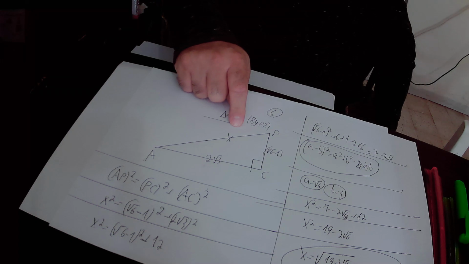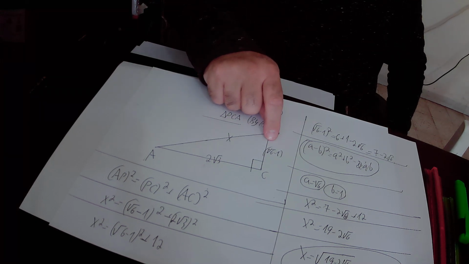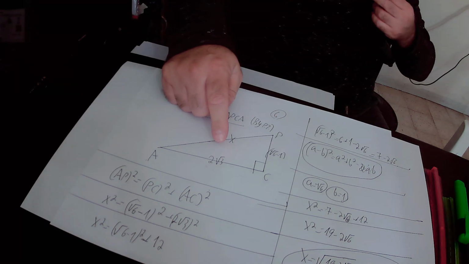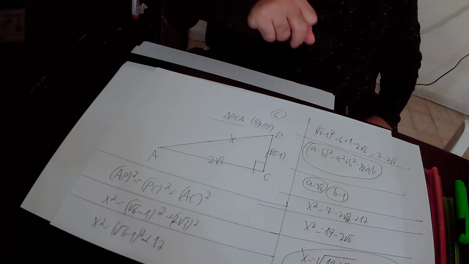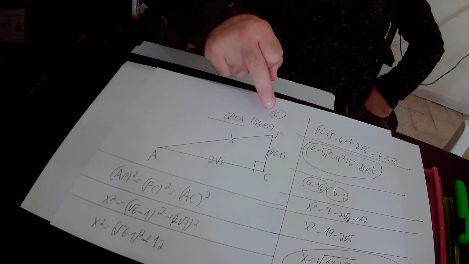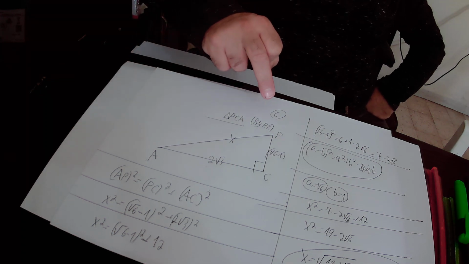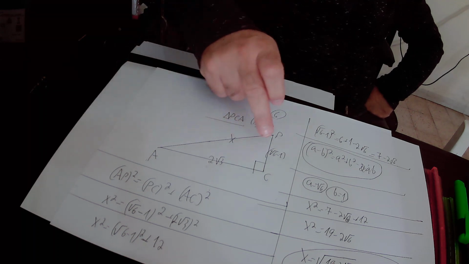AP equals x, this is the missing line segment that we are looking for. PC equals the square root of 6 minus 1, it is A. And AC equals 2 times square root of 3 units. According to the Pythagoras theorem, in any right triangle, the square of the hypotenuse equals the sum of the squares of the perpendiculars. The hypotenuse is AP, therefore the square of the hypotenuse is AP squared, and it must be equal to PC squared plus AC squared.